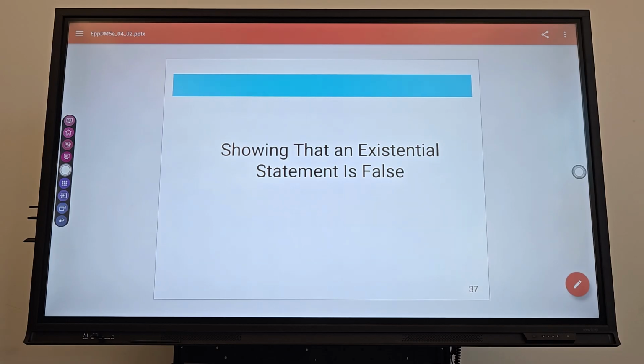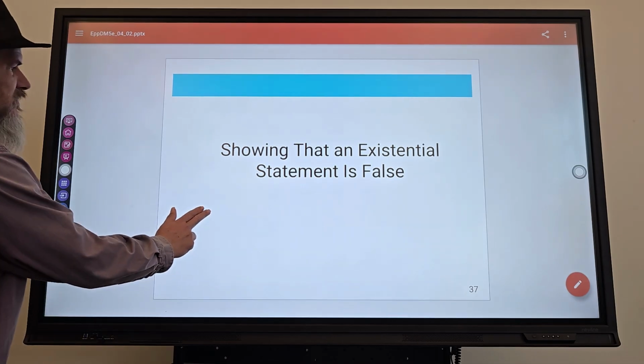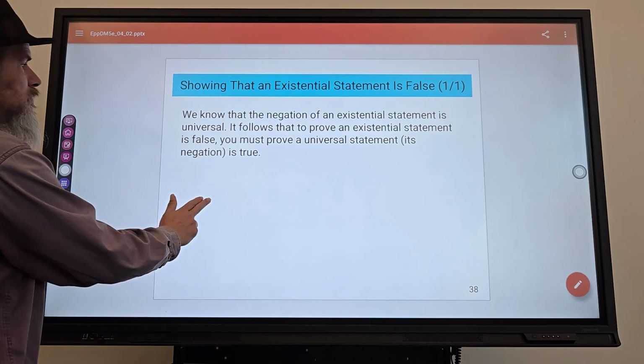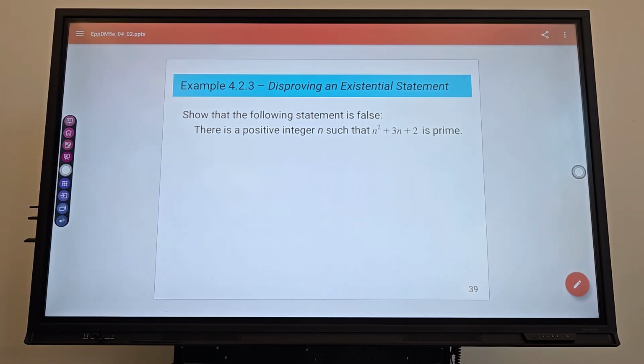Showing that an existential statement is false. So, we know that the negation of an existential statement is universal. It follows that to prove an existential statement is false, you must prove a universal statement, its negation, is true. Show that the following statement is false. There is a positive integer n such that n squared plus 3n plus 2 is prime.